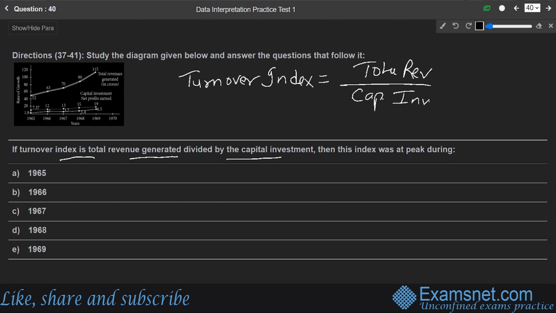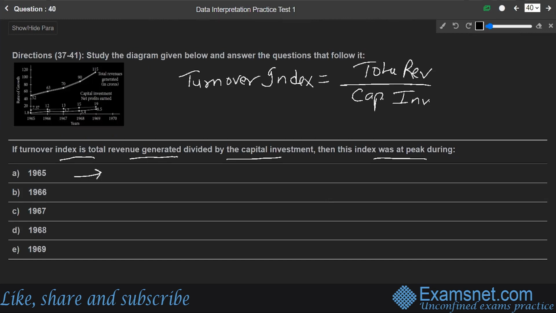Then we are supposed to find out, during which particular year this index, whose definition is given, was highest. Okay, so we have to calculate for each year the turnover index, total revenue divided by capital investment. Let us go for 65.